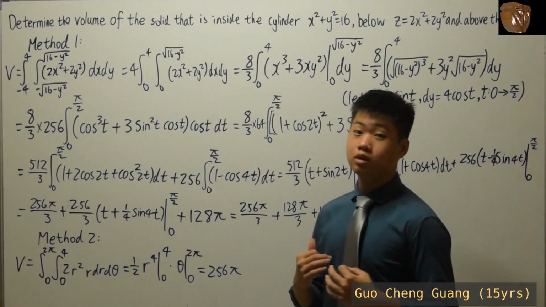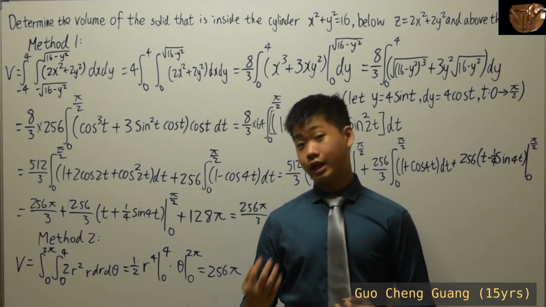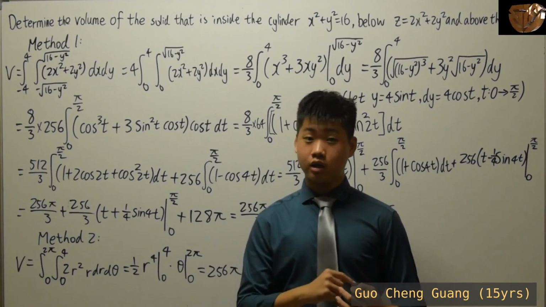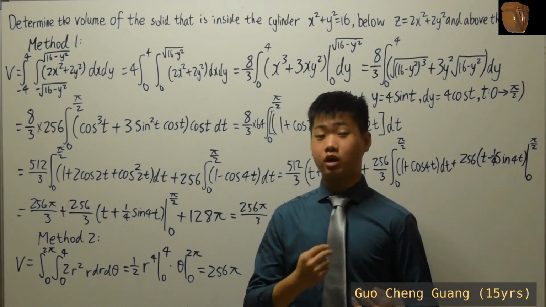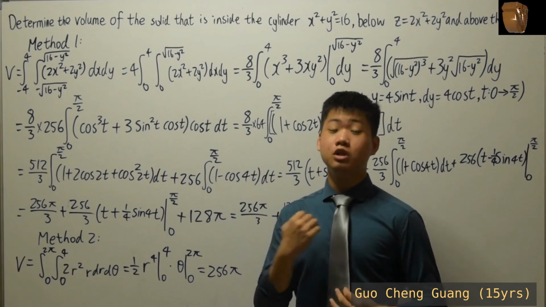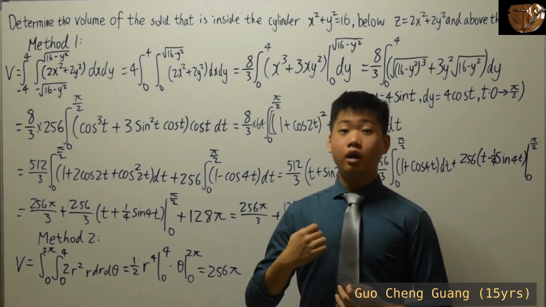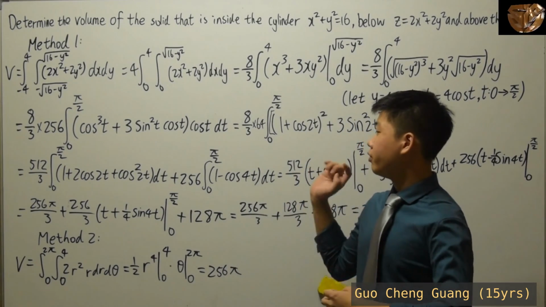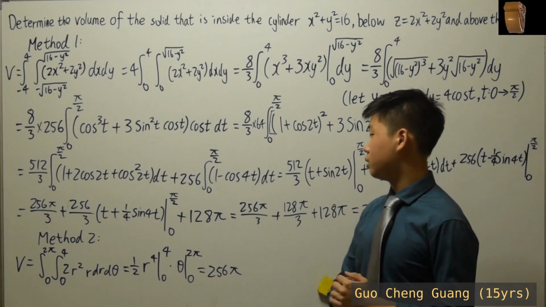Since this is within a cylinder, most likely it is going to be polar coordinates, but I only said most likely since sometimes polar coordinates can actually be a lot more complicated. That just depends on what kind of integrand you have and how you choose your integration, okay? So these will be the two methods for this example.